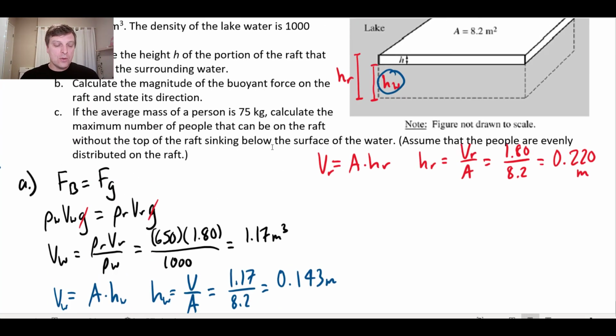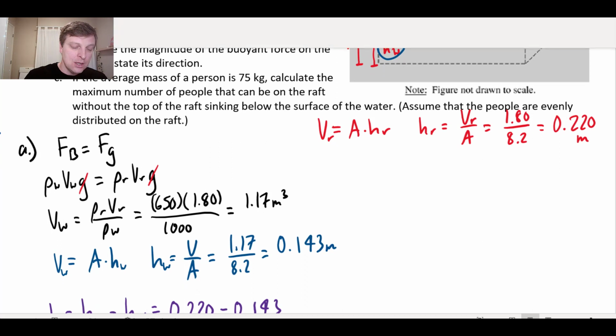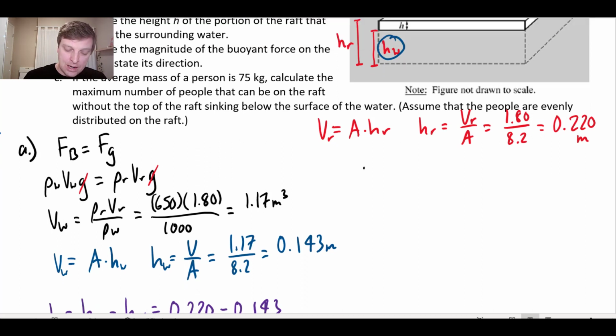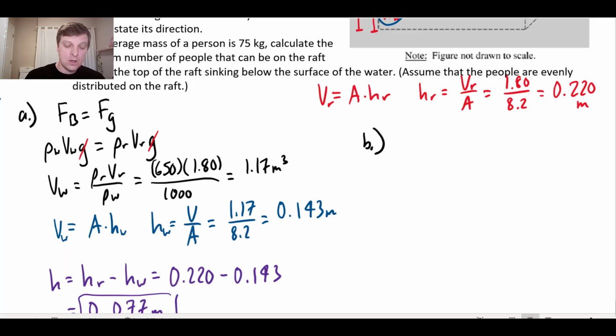The next question says, okay, so what is the magnitude of the buoyant force on the raft, and state its direction? Well, the direction is pretty obvious. The buoyant force has to be upwards, but let's see if we can find out how much it is. We'll do that over here. So the buoyancy force on the raft is just going to equal the density of the water times the volume of water displaced times G. And I know all those things.